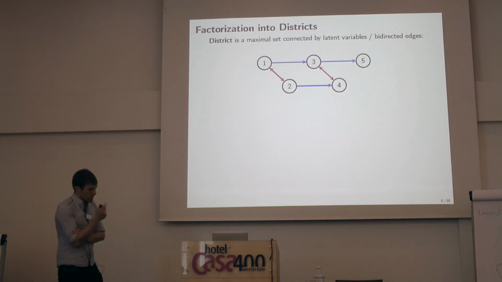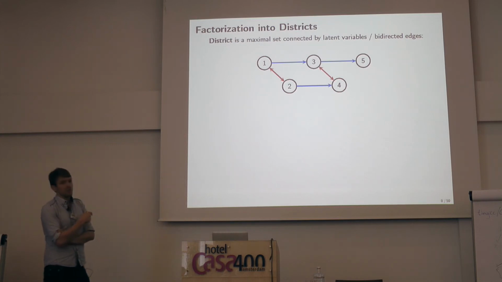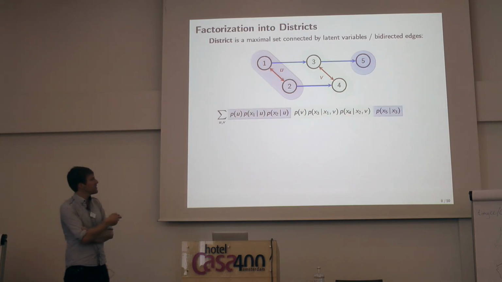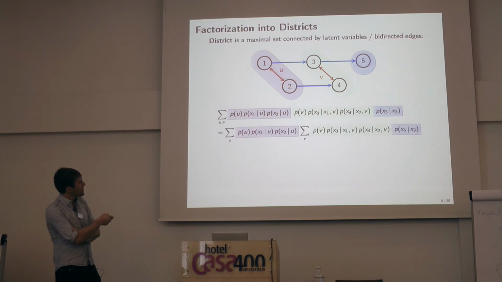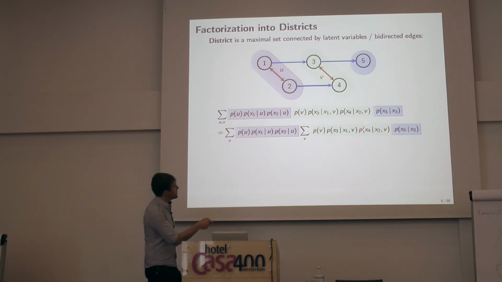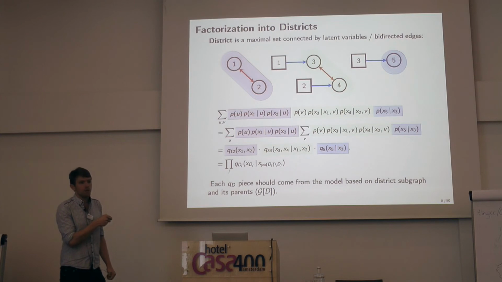So that's property number 1. Property number 2, Thomas showed you already, is that you can factorize things into districts. So remember, if I put back in latent variables corresponding to my bidirected edges, then I can write out the sum. I can split things up into terms which depend upon each district. And then if you look carefully, each factor looks like it comes from a smaller graph defined by intervening on all the other nodes.